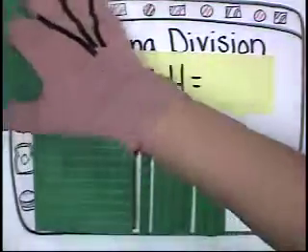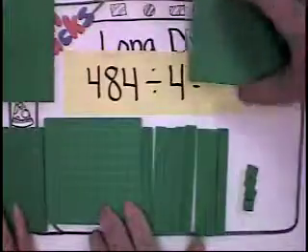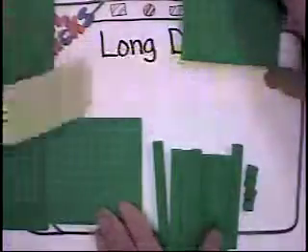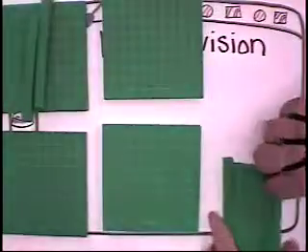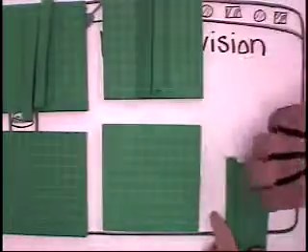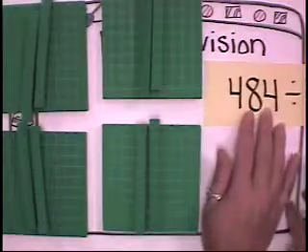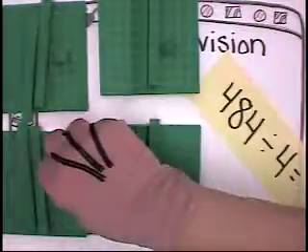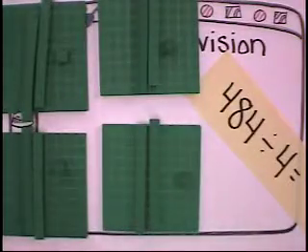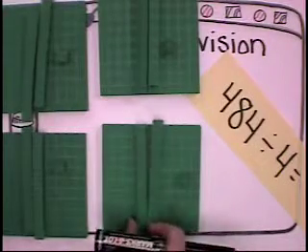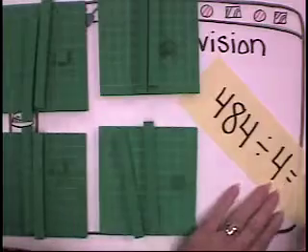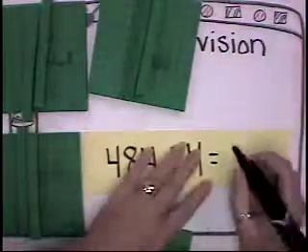Okay, so each one of the groups would get a 100 flat. Would you like me to move this out of your way? Okay, so each group would get one of those. Then each person or group would get 2 of the 10 rods, or 20. I'm just going to write the problem there so we remember what we're working on. And then each would get a unit cube. So I'm looking and seeing that each group would get 121. So 484 divided by 4 is going to equal 121.